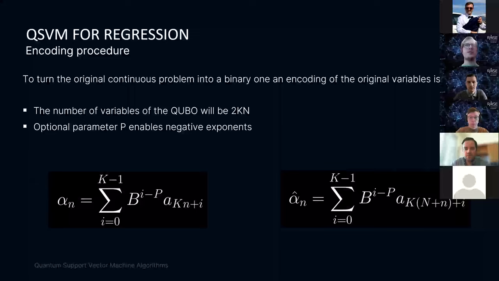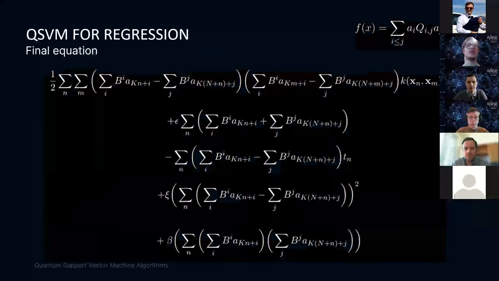As you see, for example, for the alpha hat, the encoding starts with K times capital N, which is the number of variables, plus n, meaning that the encoding starts with the second K times N variables. But the encoding procedure, you can see, is the same, and is also the same that Amer used for his encoding for the classification case. The only difference is that I sometimes use a value of b different from 2. For example, in some of my experiments I use 4 or 5, but the structure is completely the same encoding procedure.